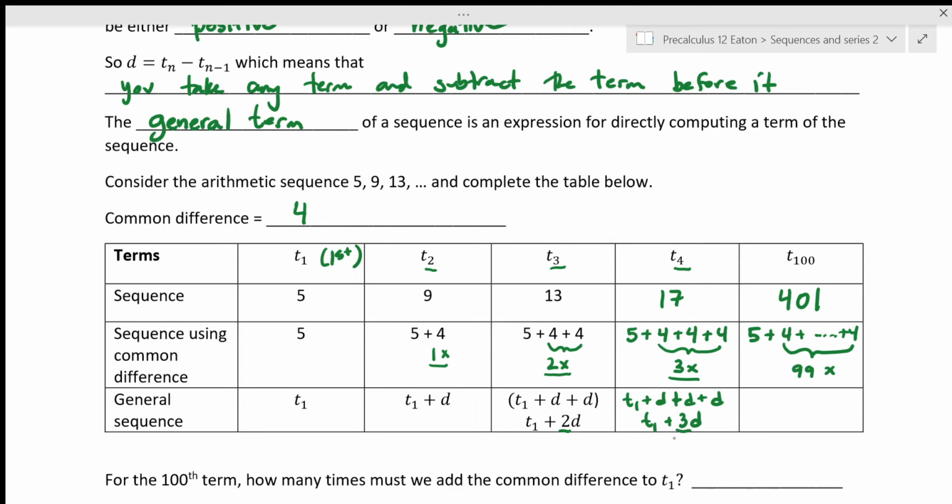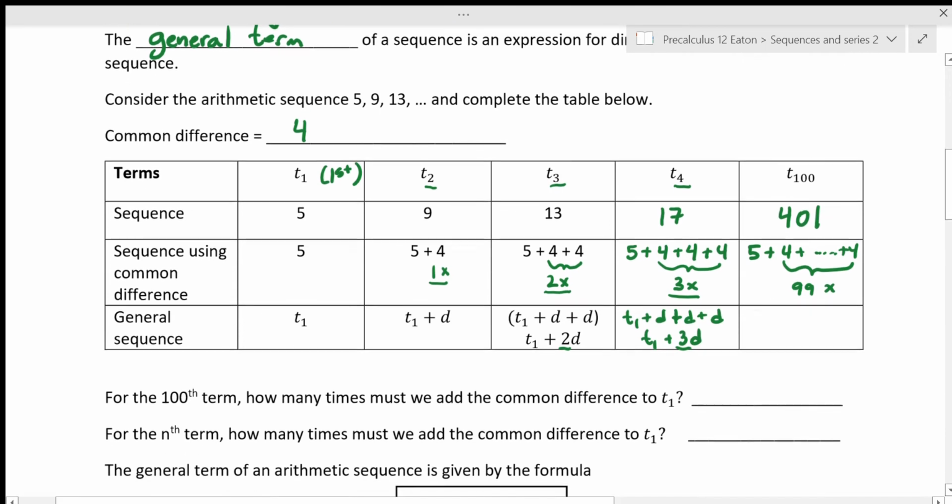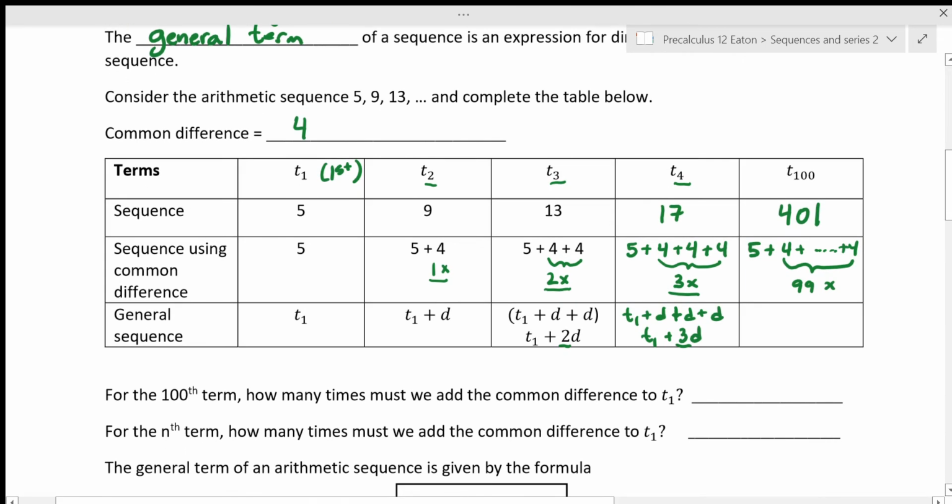So how would I write it? For the 100th term, let's jump down a little before we try to write out how we would work out T100. Well, we're adding 99 times. So for any sequence, because we've changed the common difference, it's going to be T1 plus 99D. Whatever our first term is plus 99 times the common difference should give us the 100th term.